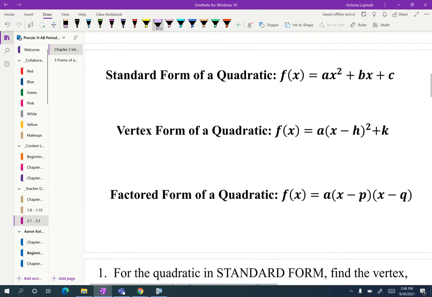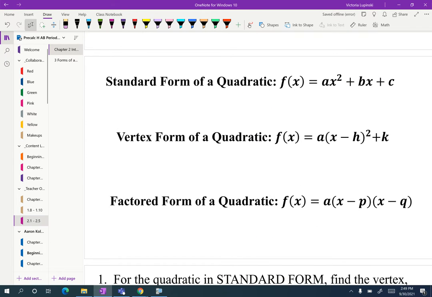We're going to go ahead and start with, again, just a brief look here at each of the three different forms: standard, vertex, and factored. Notice that for each of these forms, really the only thing that's the same is the a. So in each case, the a tells you whether the graph will face up or down, whether it's positive or negative, and it will tell you whether the graph is wider or narrower than usual.